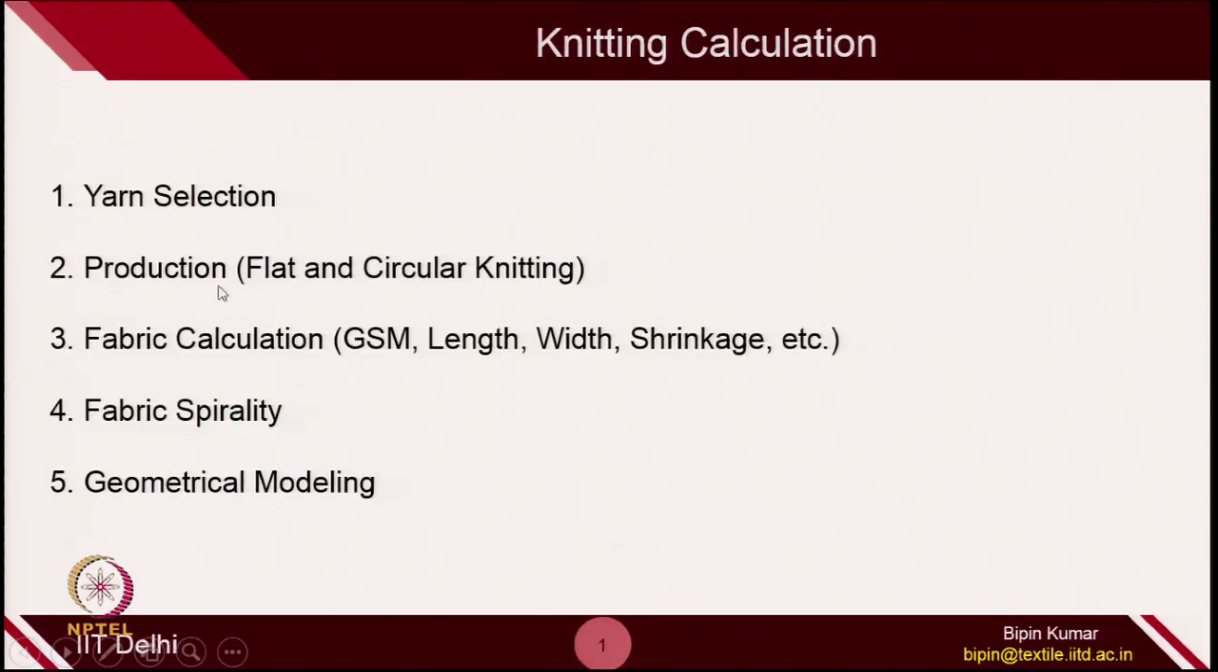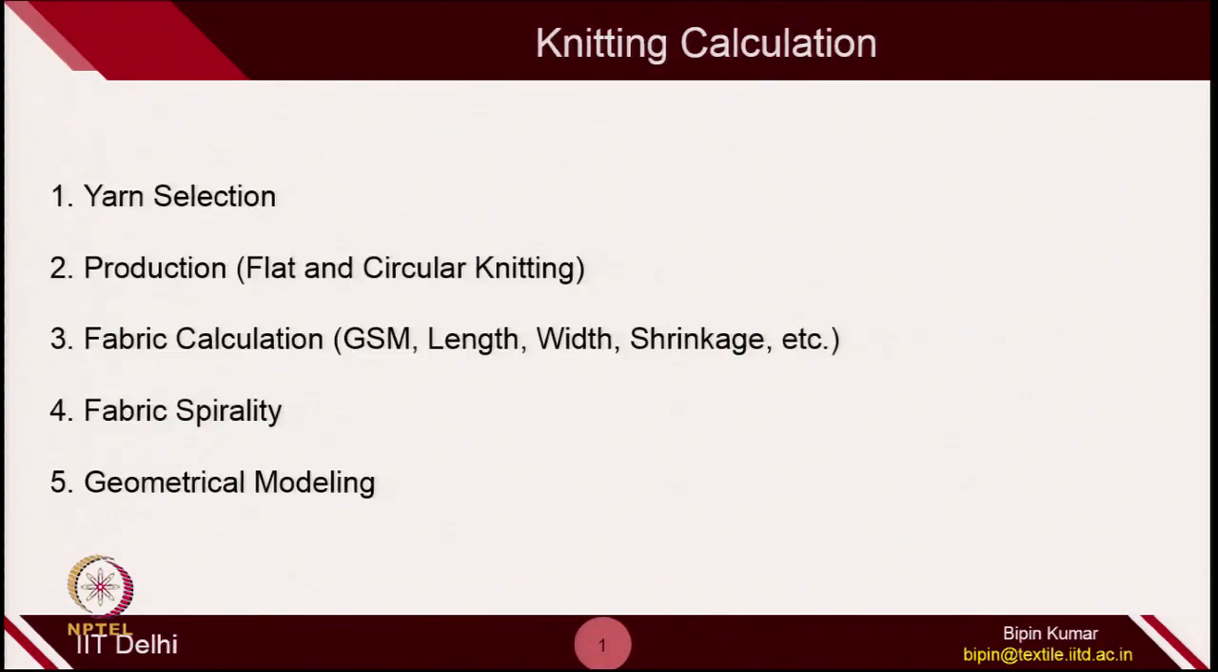Second, we are going to learn about production, because from the company point of view, they are more worried about how much you can produce, how much length of fabric can be produced in an hour, or what weight of fabric can be produced in an hour. So, the company is more focused on the production rate. We will see how we can use machine parameters and structural parameters to determine the fabric production on both flat and circular knitting.